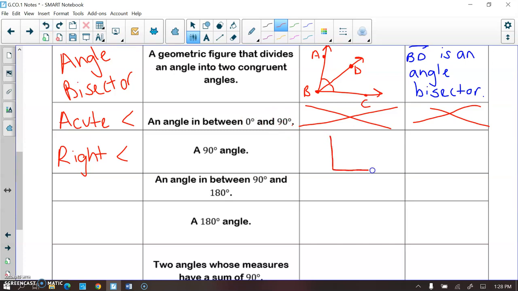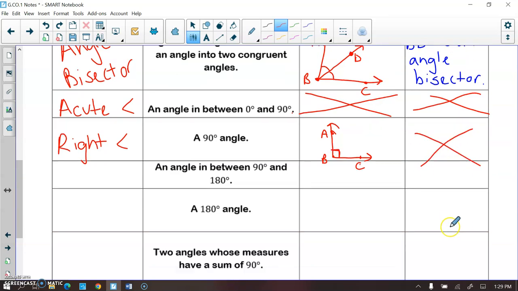A 90-degree angle is a right angle, and I will do a diagram for that. A right angle looks like this. Now we cannot assume that this is a right angle. What you need to see in order for this to be a right angle is this little square box. That will tell you that this is a right angle. Okay, so I'm not going to do a notation for that.